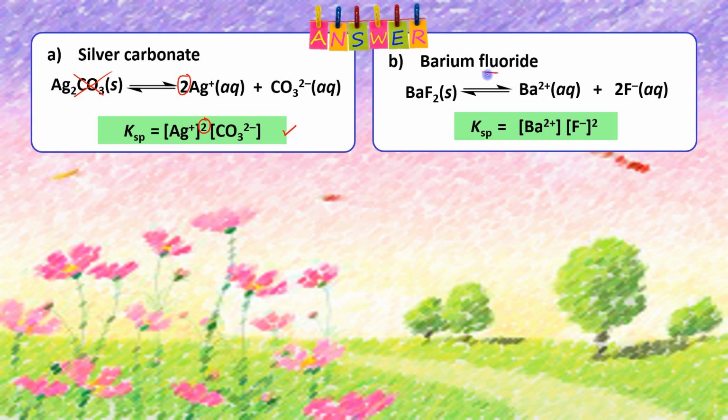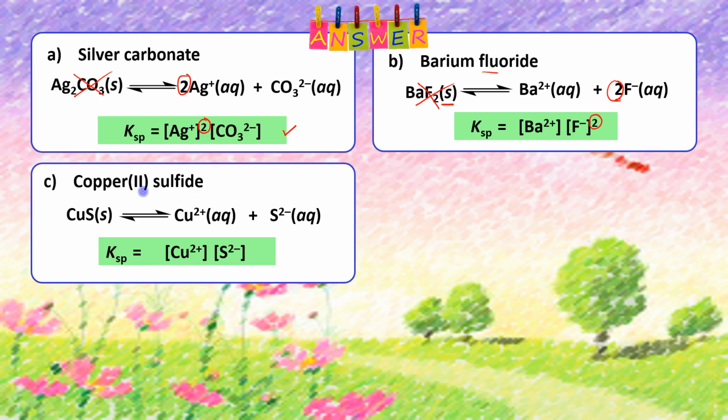First of all, you have to write the dissociation equation of the salt. Barium fluoride exists as a solid. Because this is a slightly soluble salt, we have to use the reversible arrow. It will produce barium 2+ and 2 moles of F- ion. Make sure you balance the equation. Next, we can write the Ksp. Ksp equals the concentration of barium 2+ times the concentration of F- to the power of 2. The salt is not included because it exists as a solid.